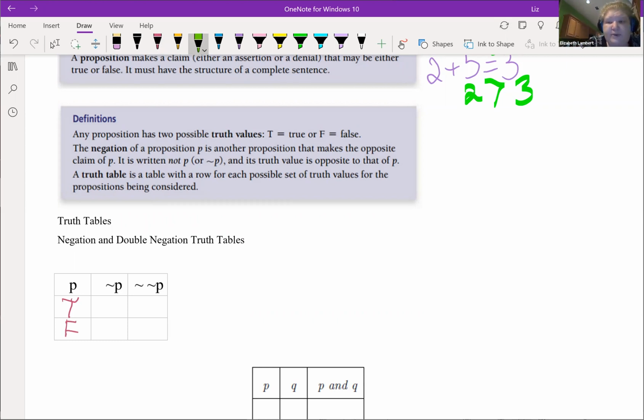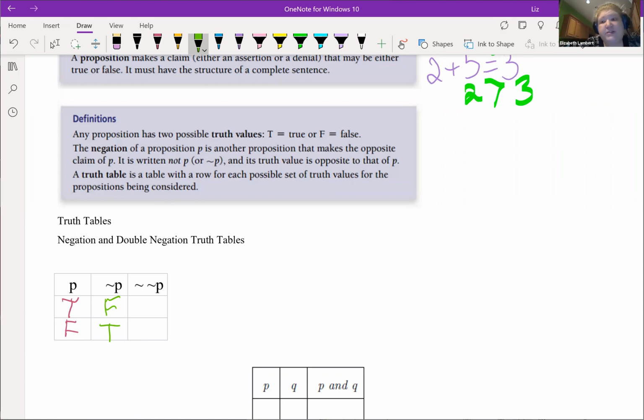Now, not P, the negation of P, is the opposite of that. So if P is true, then not P must be the opposite, which would be false. If P was false, not P is the opposite of that, which is true. So what I have for P is all the possible values of P, and then I generated all the possible values of not P based on what P was.